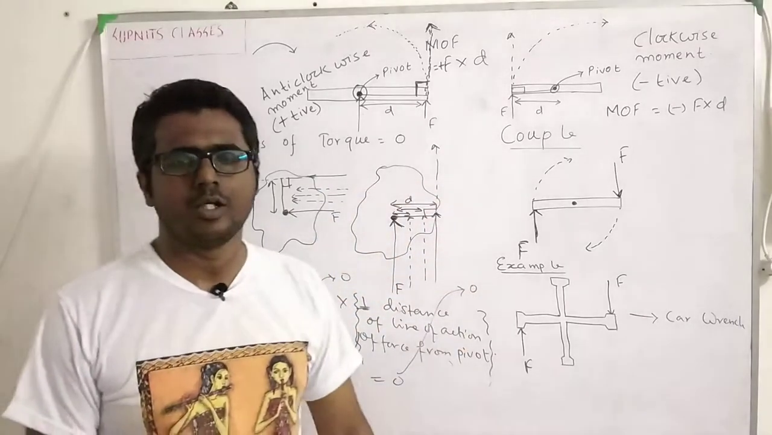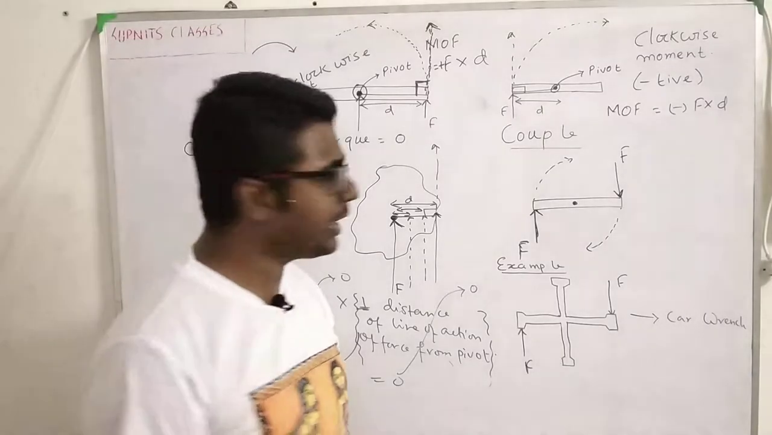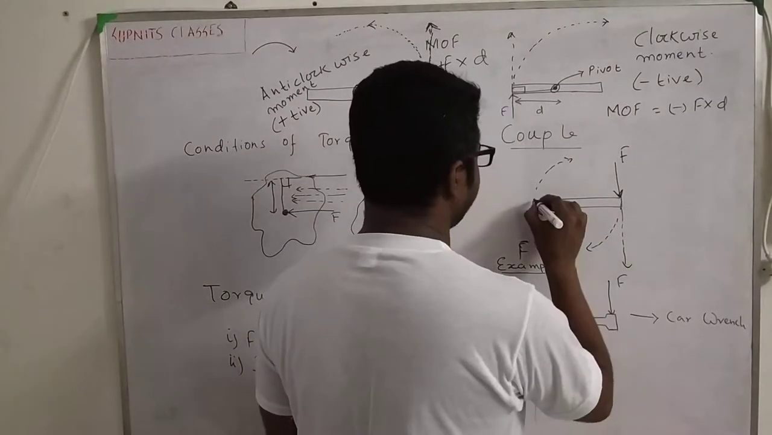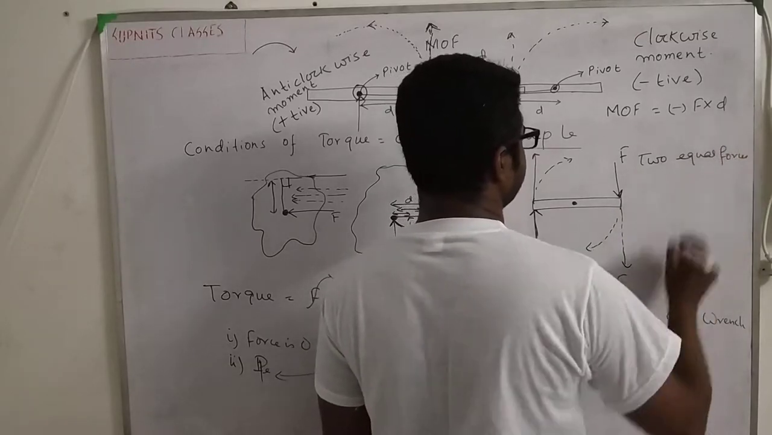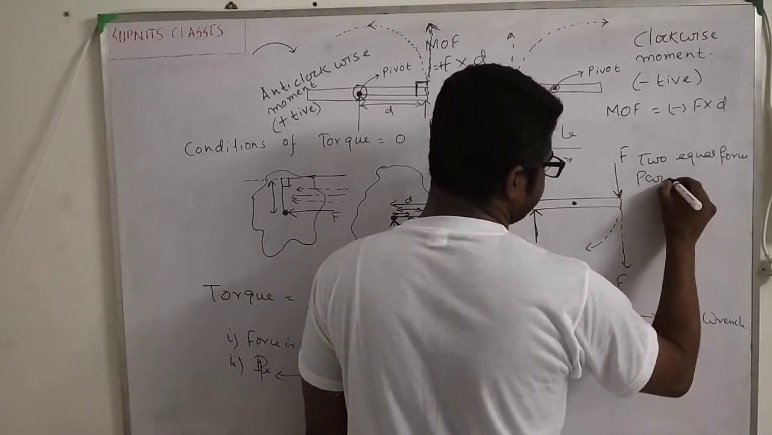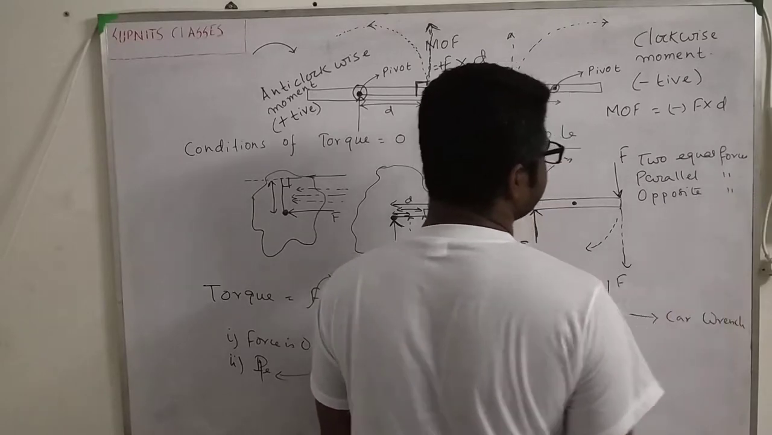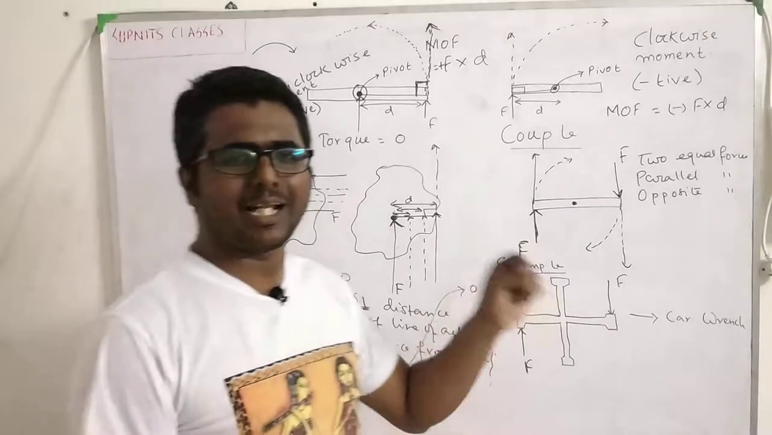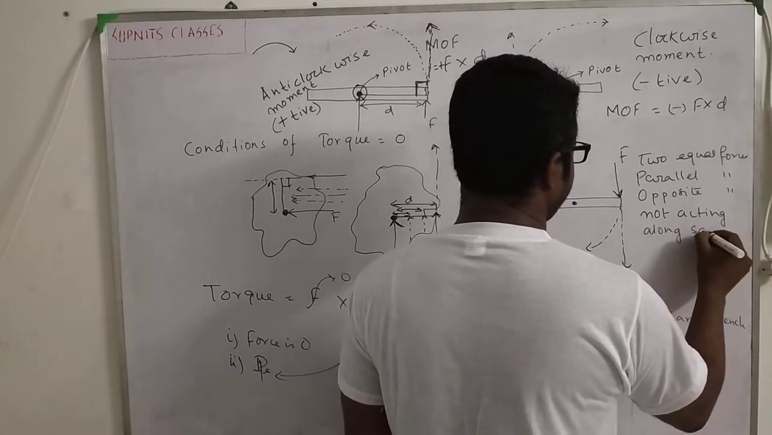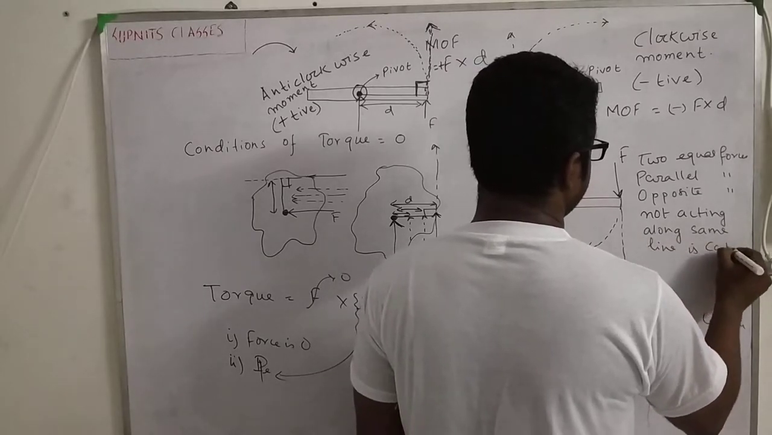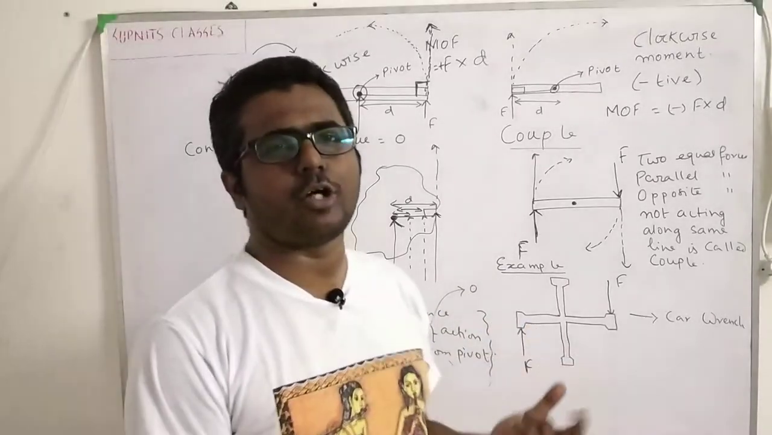Now this is couple. Two equal and opposite parallel forces not acting along the same line. Okay. If you see this force and draw the line of action, this is this way and this is this way. This is two equal forces, obviously two equal forces. Parallel forces, opposite forces. Equal parallel opposite forces not acting along same line is called couple. Okay, not acting along same line is called couple.